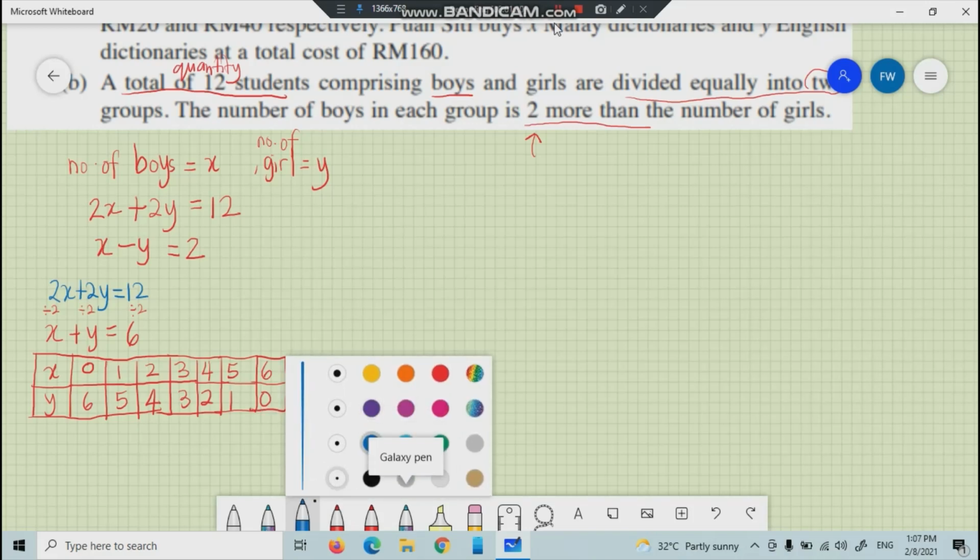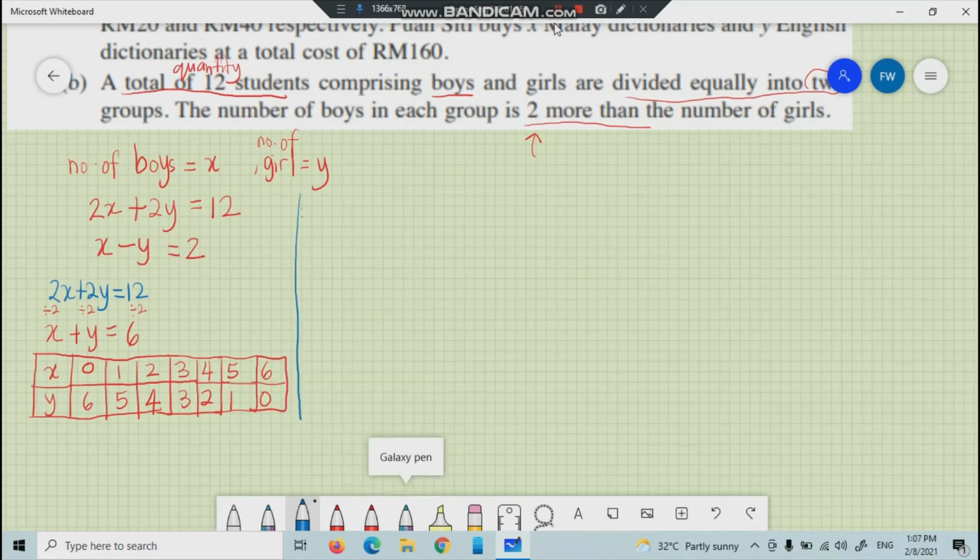So the same thing we need to do for our second linear equation, x minus y equal 2. We create our table, x and y, start with 0. When x is 0, y is negative 2. When x is 1, y is negative 1. When x is 2, y is 0.